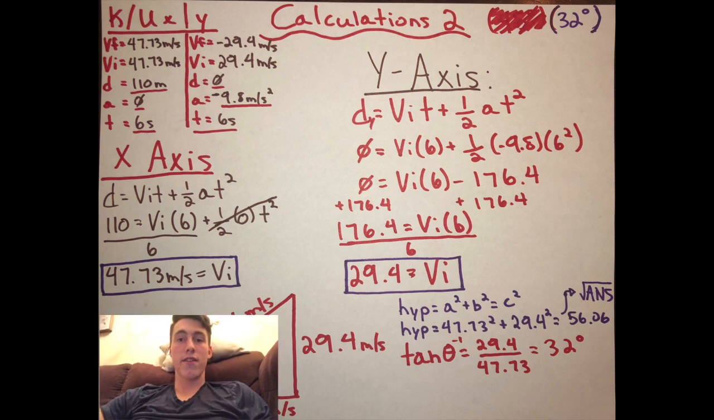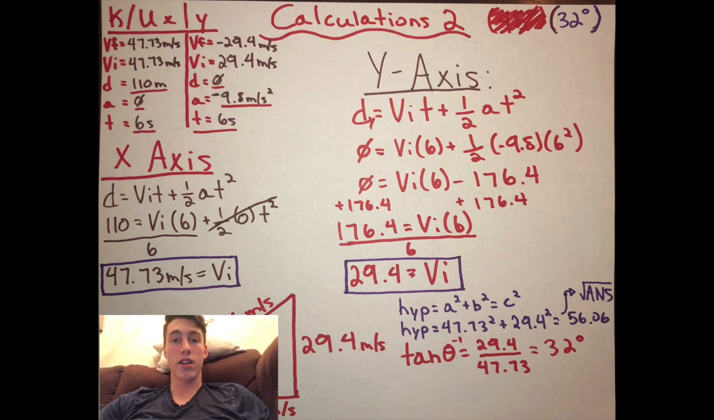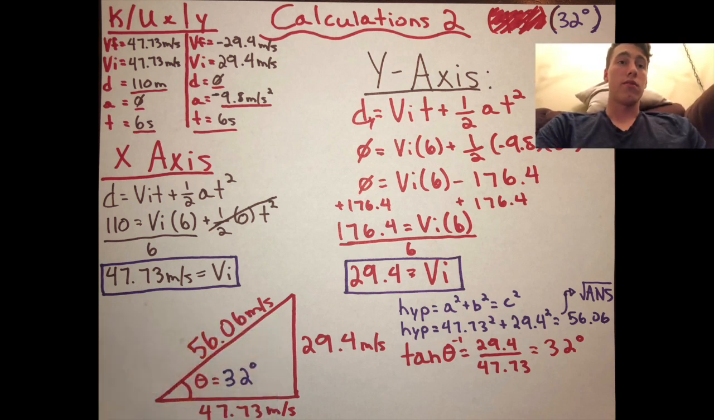We got 46.15 meters per second equals our initial velocity in the x-axis. We got the same equation that we used before for our type 1 projectile. D equals VIT plus 1 half AT squared. In this case, 110 equals VI times 6. And then, again, we completely forget about that second part of the equation because the acceleration in the x-axis is 0, canceling that all out. We then continue to divide by 6, getting 110 over 6 equals VI, which is 47.73 meters per second, which equals our velocity initial in the x-axis.